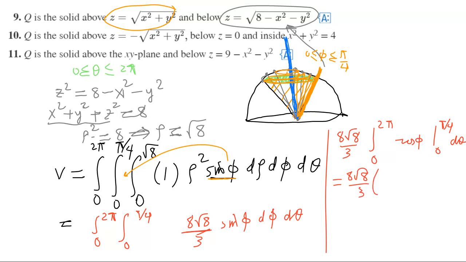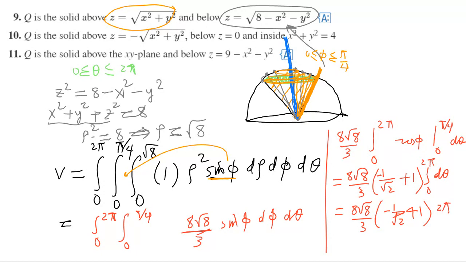If you substitute pi over 4, 1 over radical 2 minus, 1 over radical 2 plus 1. Integration from 0 to 1 d theta. D theta is theta from 0 to 2 pi. So 2 pi, yes. So 8 radical 8 over 3 minus 1 over radical 2 plus 1, the whole thing multiplied by 2 pi. This is the final answer. This is the volume.